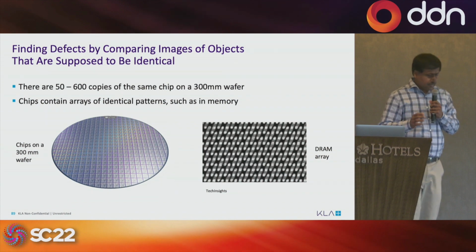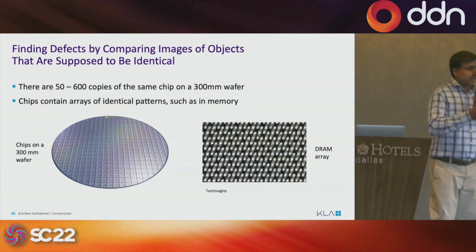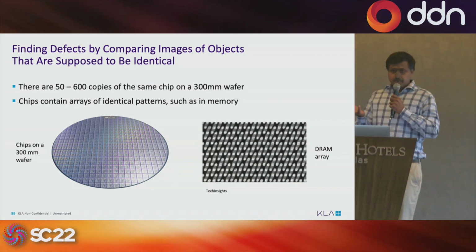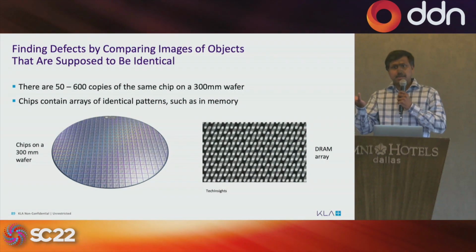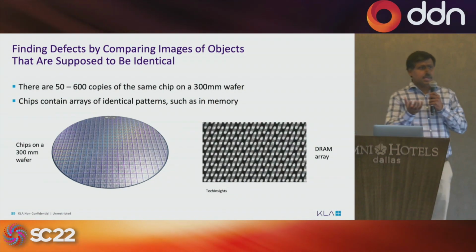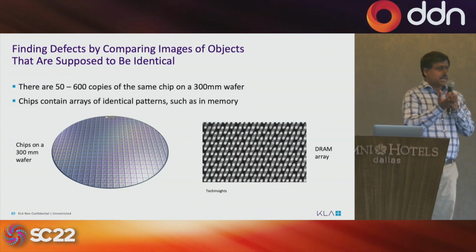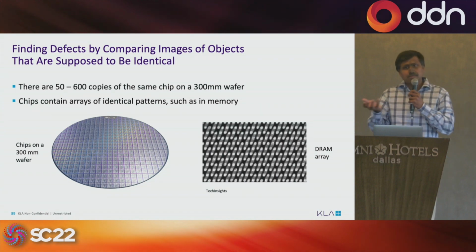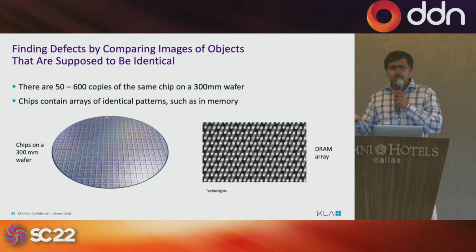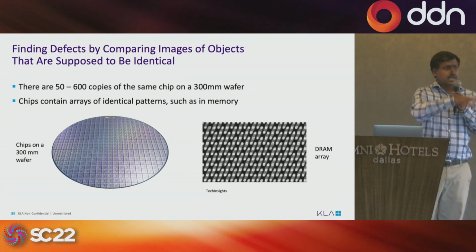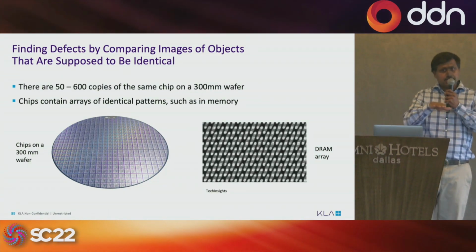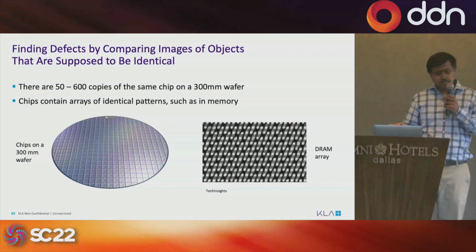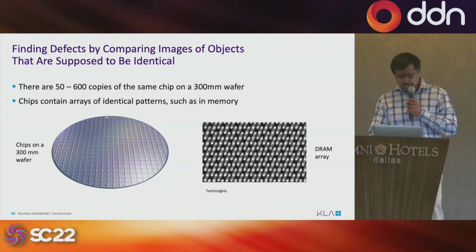So here is an example of the kind of approach that we take to find defects. If you take a wafer of 300 millimeters in size, as I said, there would be roughly about 600 chips or 600 dies printed on that wafer. Most of them would be identical, right? Our goal would be to start taking pictures of adjacent dies and comparing them. That's one easy approach, a simple approach that we take, right? This is one of the approaches that we take.